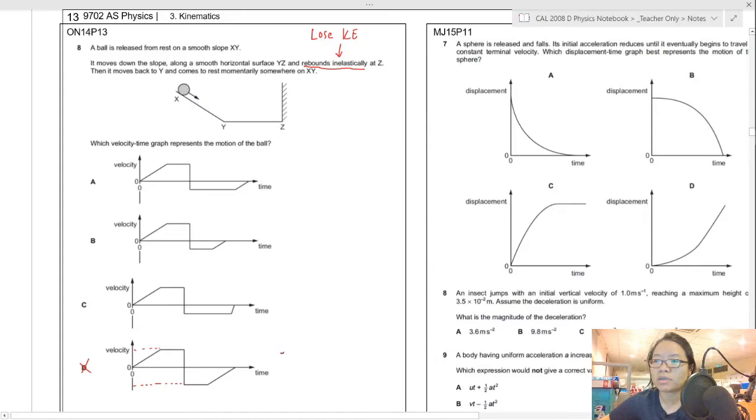Okay, this one I write here, because the rebound speed is equal, which shouldn't be the case, alright? So all of this is slower. If it's slower, it should take a longer time to travel back from Z to Y.